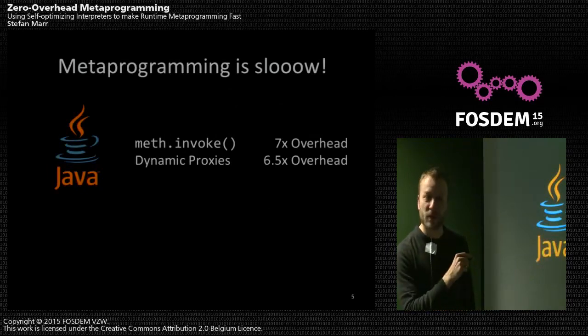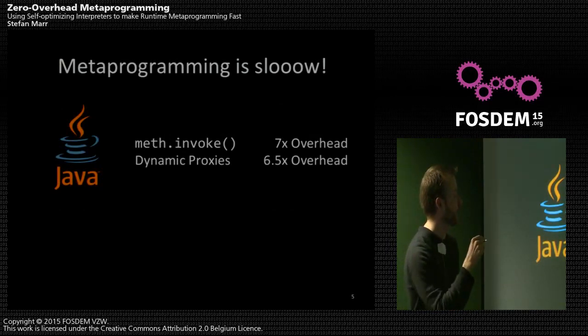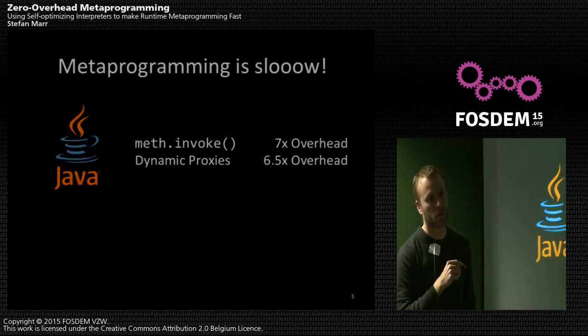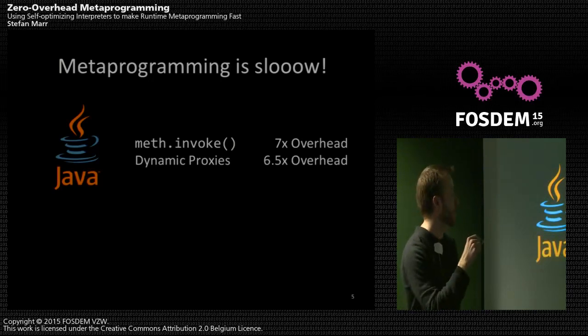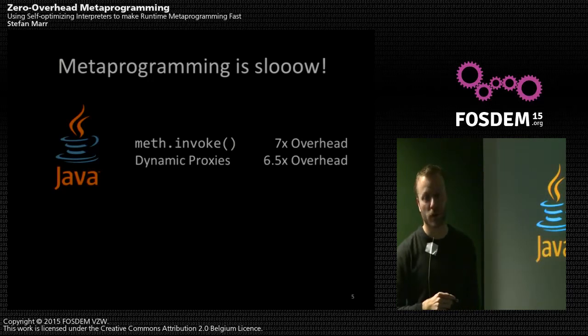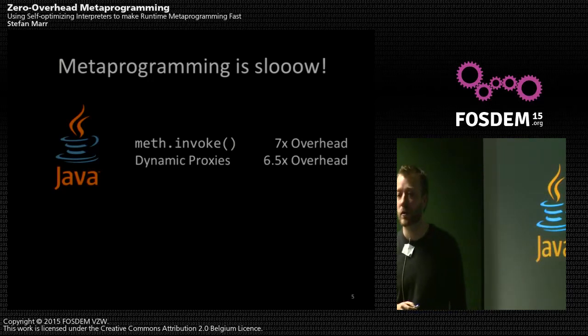But it's not all that much better if you're working with Pharo, because Pharo at the moment also is not optimizing it. The idea is you have a method invocation, and when we measure that we see roughly 7x overhead. It's about the same order of magnitude also in Pharo or Squeak. Same thing with dynamic proxies, at least on the JVM, you also see about 7x overhead. So it's much slower than it should be.